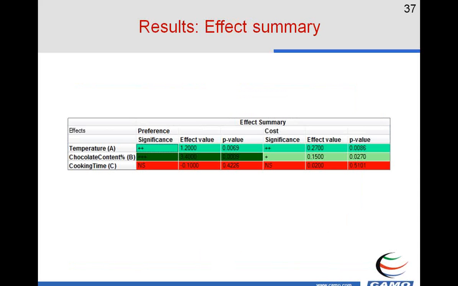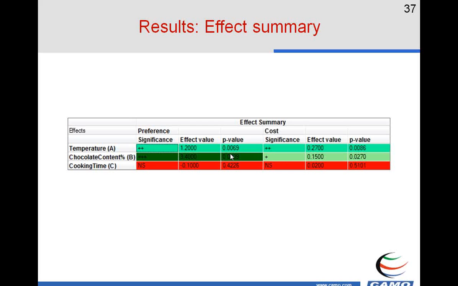So now we can see the different results. We have an effect summary table that shows you the significance of each effect by some type of code and some color as well. So here we have that temperature and chocolate content are both significant for preference and cost, but the cooking time is not significant neither for the preference or the cost.